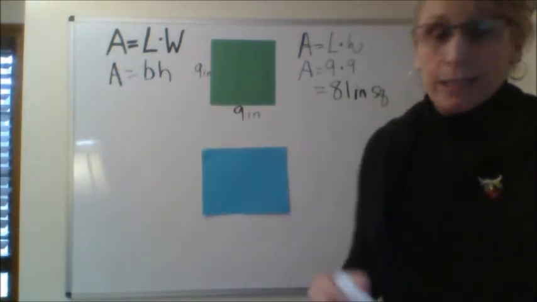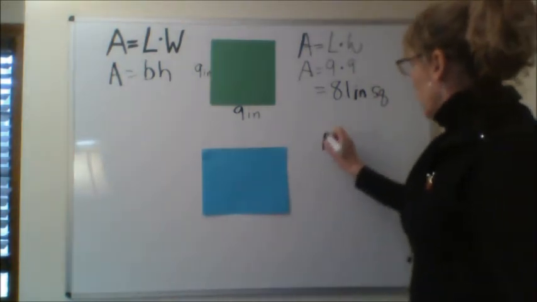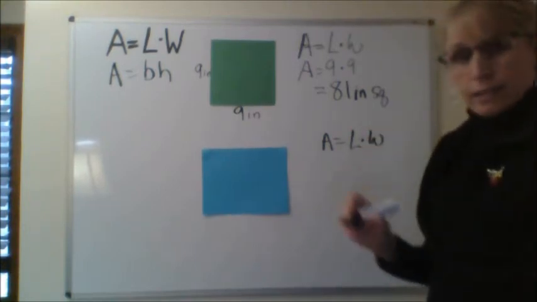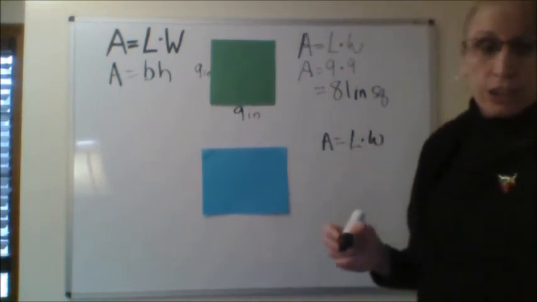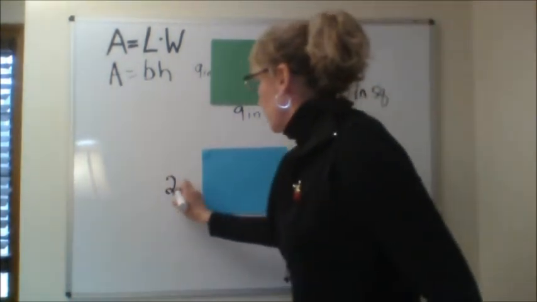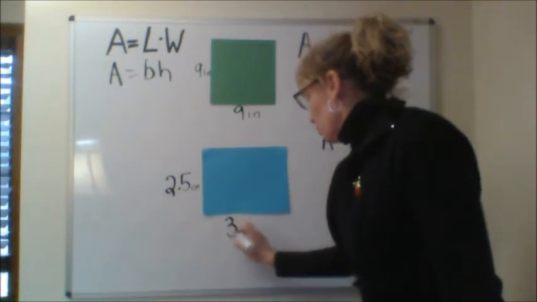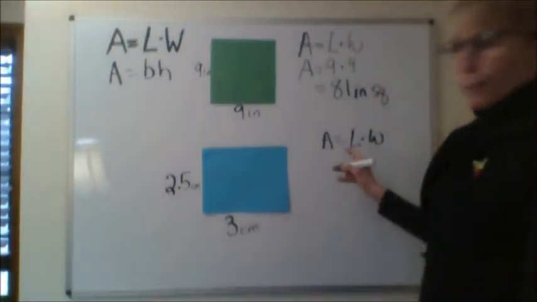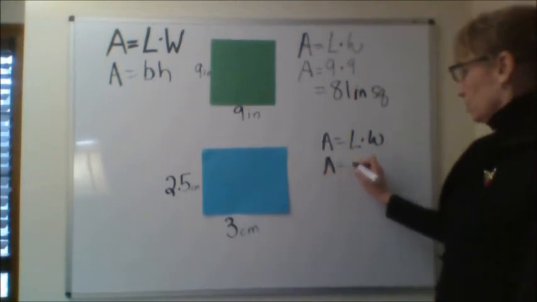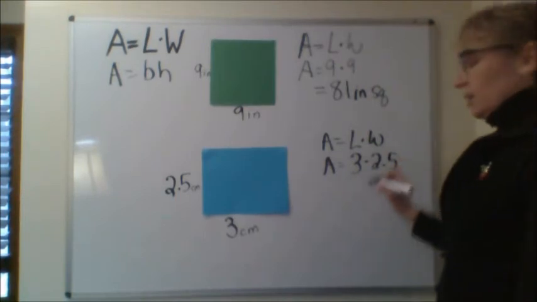Now let's look at the rectangle. Same thing, I'm going to use the same formula, A equals length times width. But in this case, I'm going to use a decimal or a fraction. That is one of the 6th grade standards. So let's say this is 2.5, and let's say centimeters, and let's say this is 3 centimeters. I'm going to plug those numbers into our formula. Area equals 3 times 2.5.